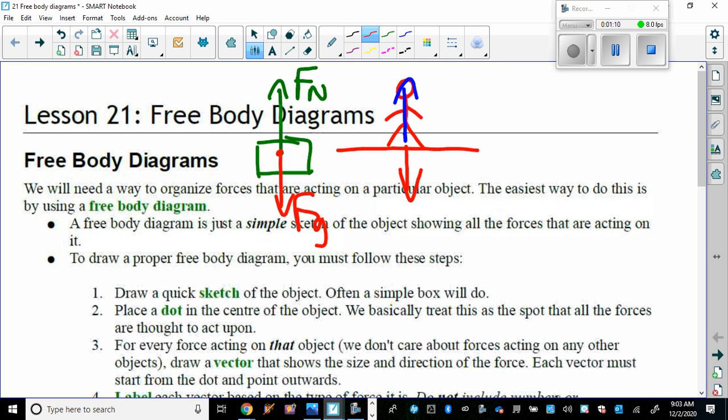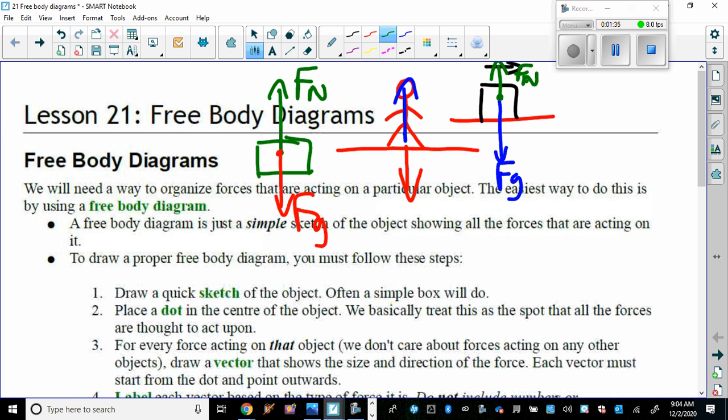Now, let's say that I've got a box on the ground and I'm pushing the box in that direction. Then you have two more forces acting on that box. For starters, you can have the same two forces which I just discussed. You can have the gravity going down. You can have the normal force going up. They should be the same size.